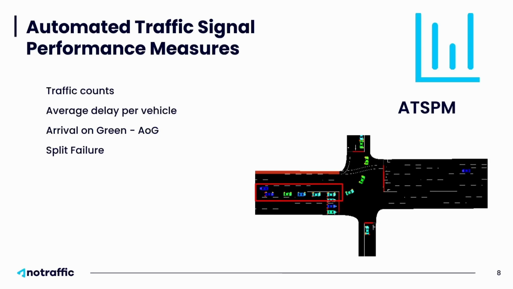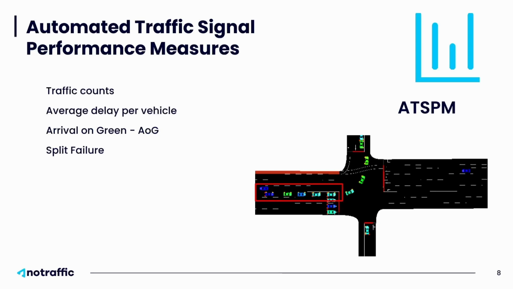We need the average delay per vehicle. We need the arrival on green. Arrival on green is a measure of progression. So we want to know how many vehicles arrived in the green light, so they can move on to the next intersection. And split failure.